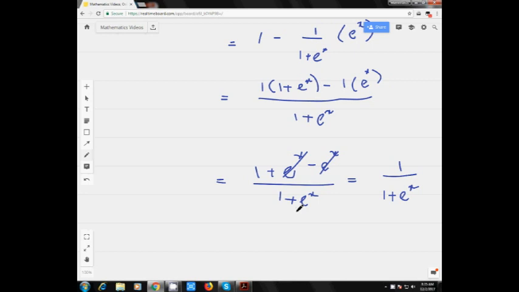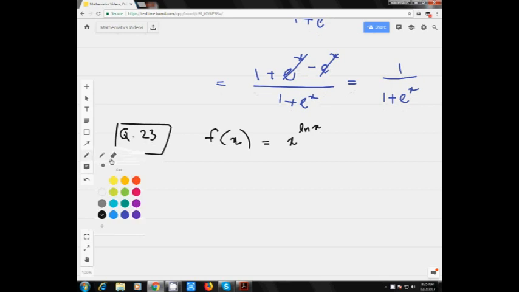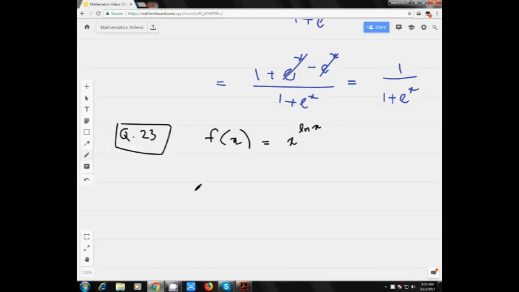We will solve the next question. This is quite very simple, and it is question number 23, and it is f of x is equal to x raised to the power natural log of x. We already know how to deal with such questions. We have to take the natural log on both of the sides.